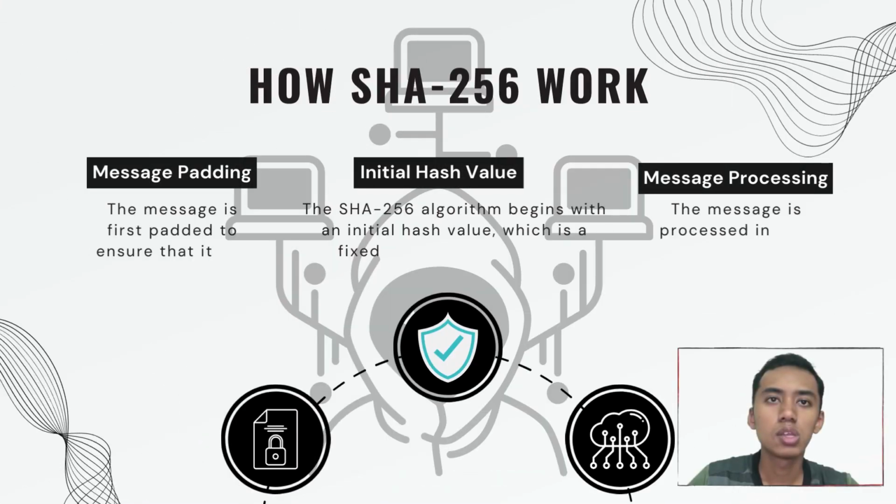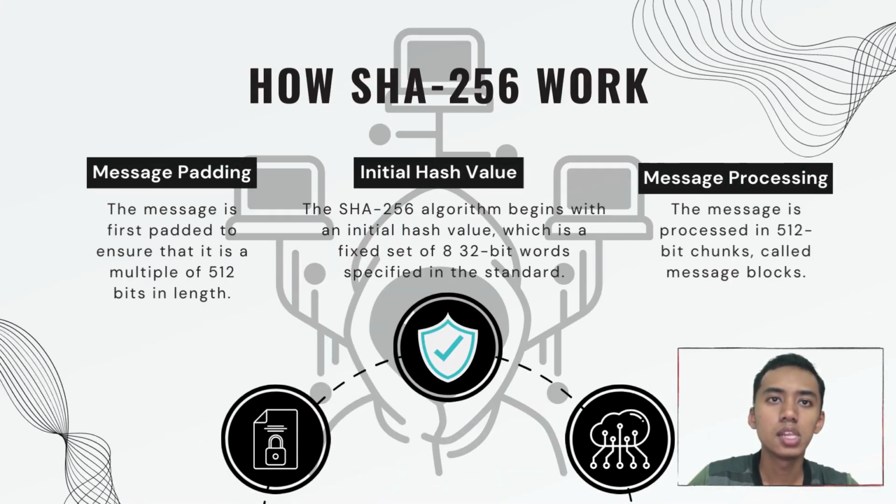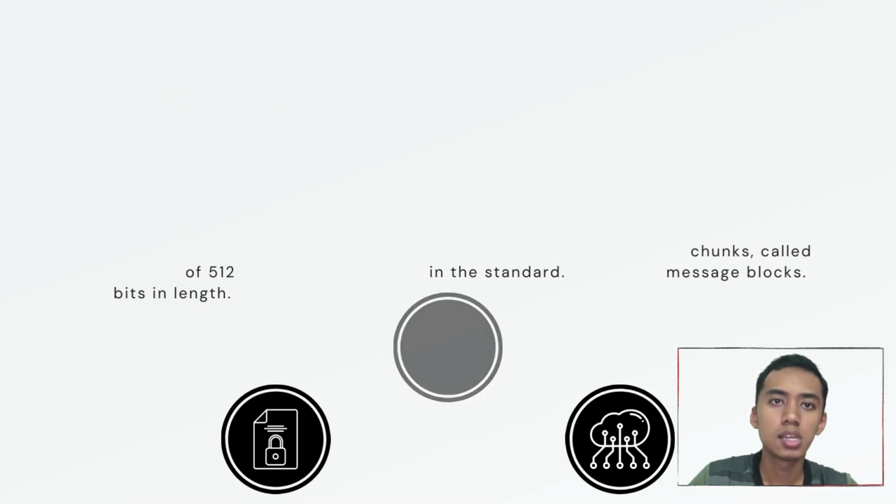How SHA-256 works? Firstly, message padding. The message is first padded to ensure that it's a multiple of 512 bits in length. Secondly, initial hash value. The SHA-256 algorithm begins with an initial hash value, which is a fixed set of 8 32-bit words specified in the standard.